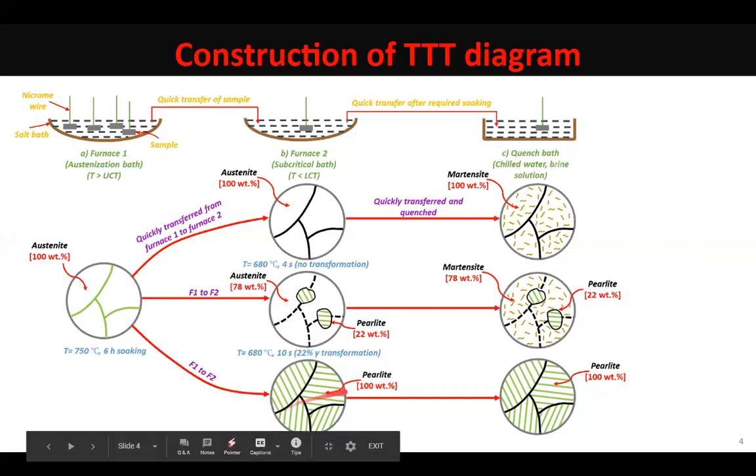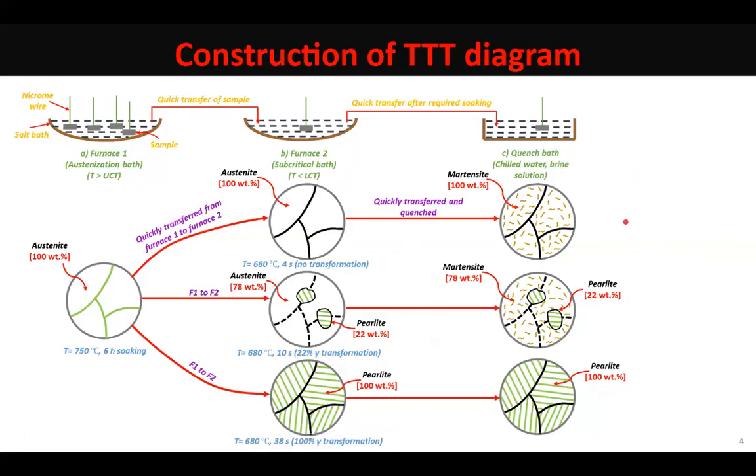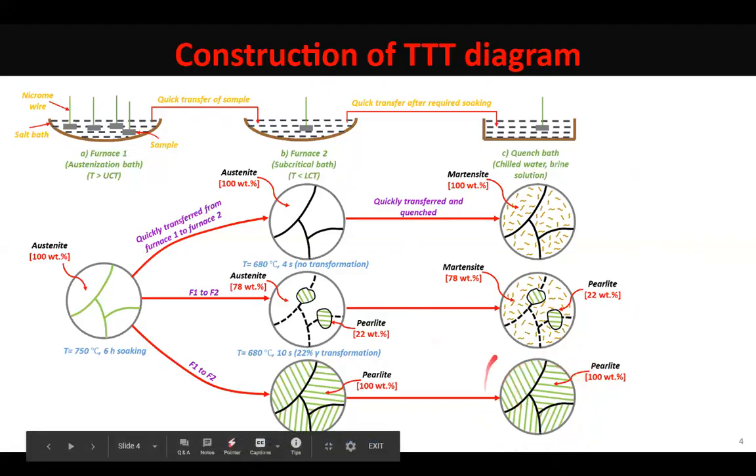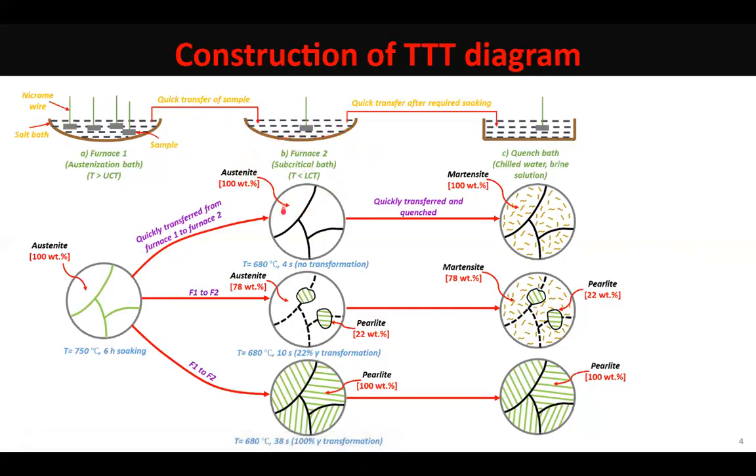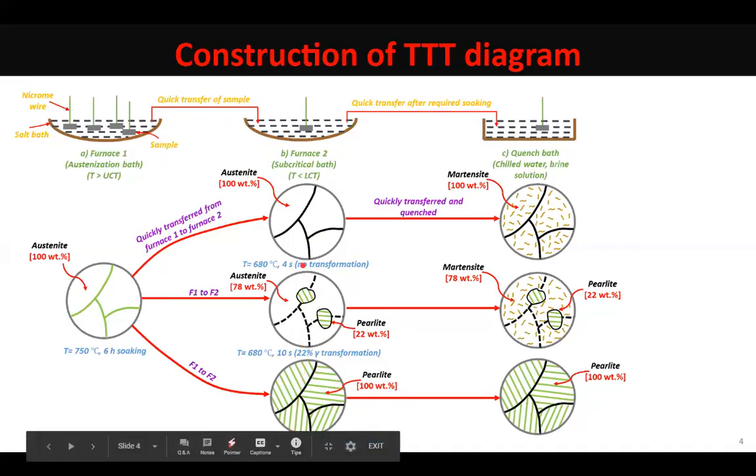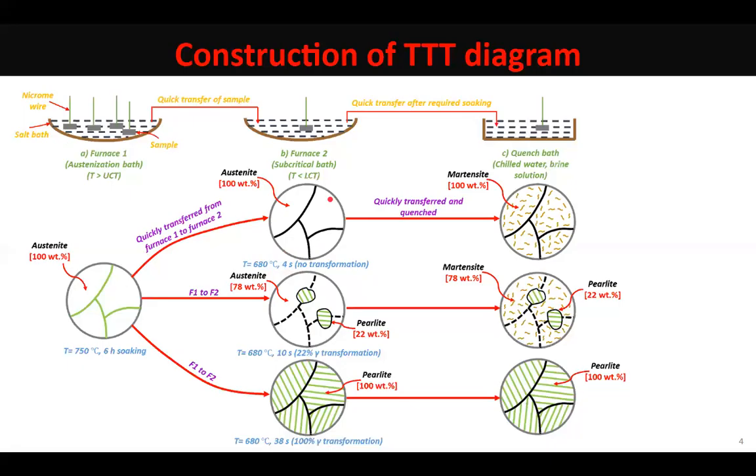And similarly, you have noted down that at 680 degrees centigrade, after 38 seconds of holding, 100% transformation is there. Why? Because you do not see any martensite over here. So for 680 degrees centigrade subcritical transformation temperature, this experiment is complete. And we do it at a great number of time periods. I have just taken 3 for your reference, but we'll do it at 0.5 seconds, at 1 second, 4 seconds. The larger the number of data points you take, the better the triple T diagram would be constructed.